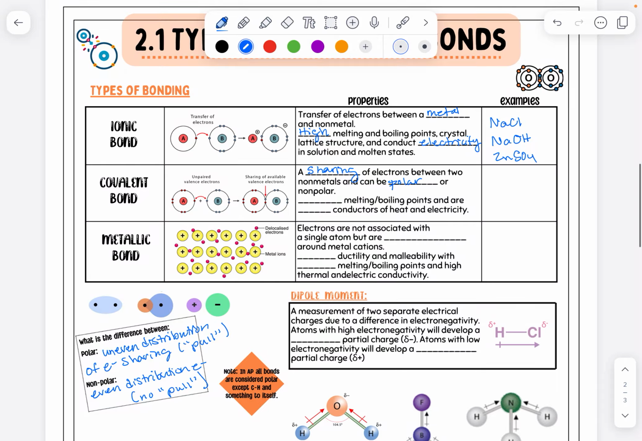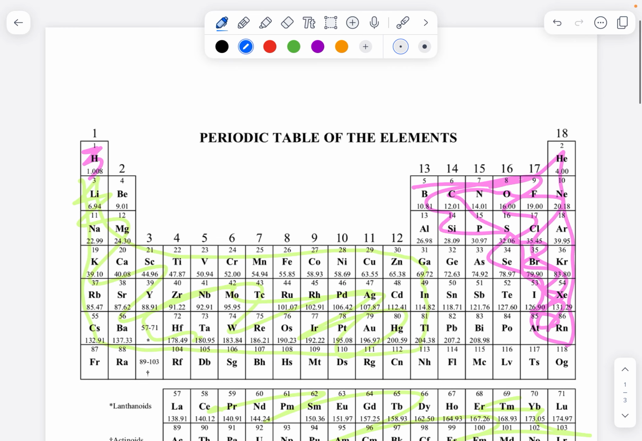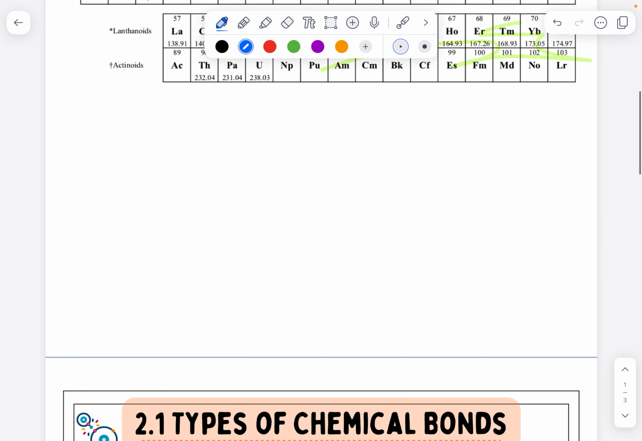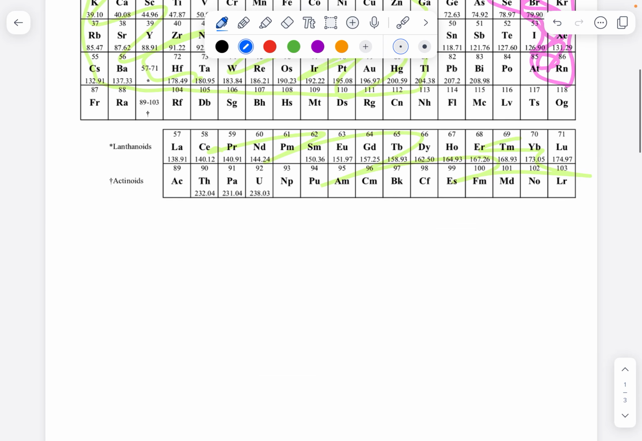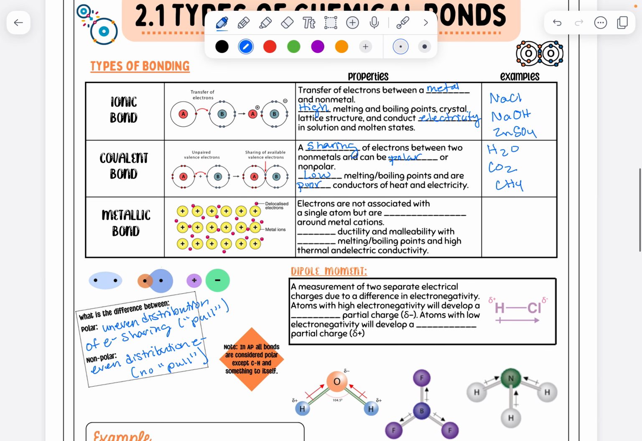So what are the properties of covalent bonds? They have low melting and boiling points, and they are poor conductors of electricity. So you'll notice the opposite of an ionic bond. And examples of covalent bonds, remember they're all nonmetals, so we're only on this side of the periodic table plus hydrogen, the pink side: water, carbon dioxide, methane, any atoms together that are all nonmetals.